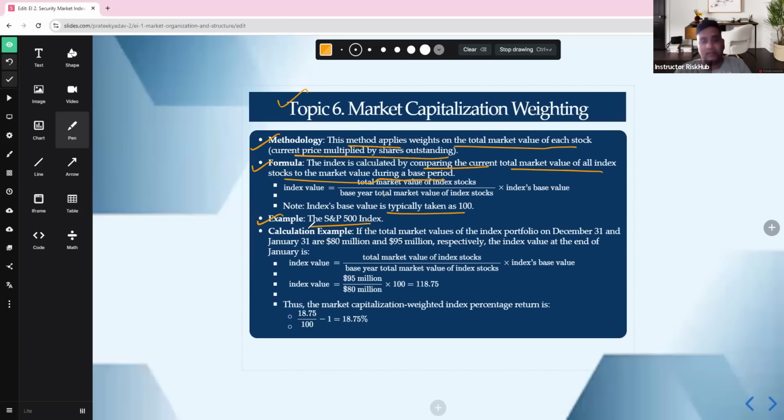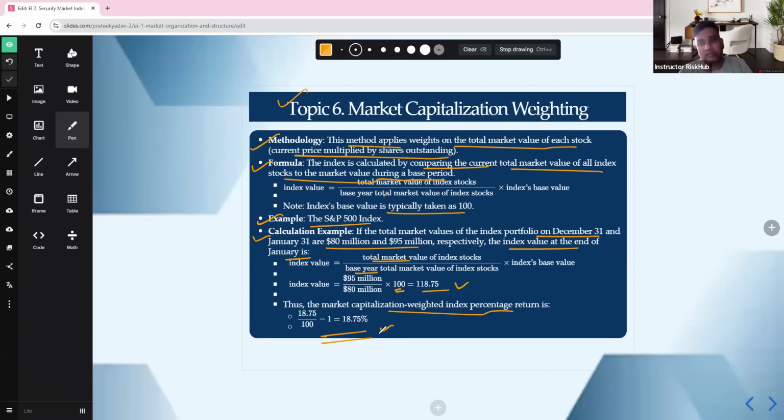Let's take the S&P 500 index. The total market value of the index portfolio on December 31 and January 31 are this and this. The index value at the end of January is the total market value of index stocks divided by the base year total market value of index stocks, 95 by 80, times the index base value. The market capitalization index percentage change is this 18.75. So since it is moving from 80 to 95, this tracks actual wealth creation. That is what we need to understand when we try to distinguish between price and market cap.